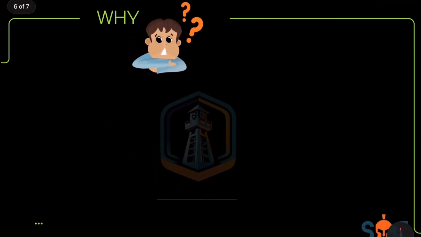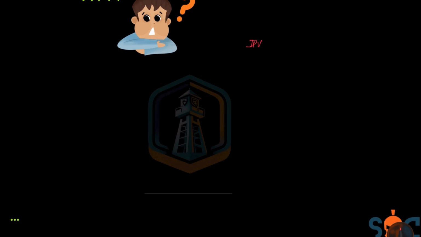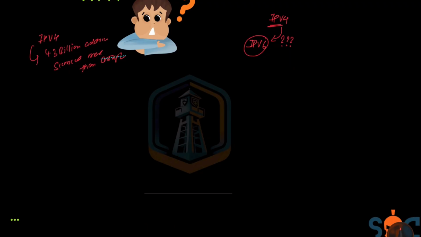Okay, so why was IPv4 not enough? What was the reason for introducing IPv6? If we already had IPv4, then IPv6, why? As already discussed, initially around 4.3 billion addresses seemed more than enough. There were around 4.3 billion IPv4 addresses.